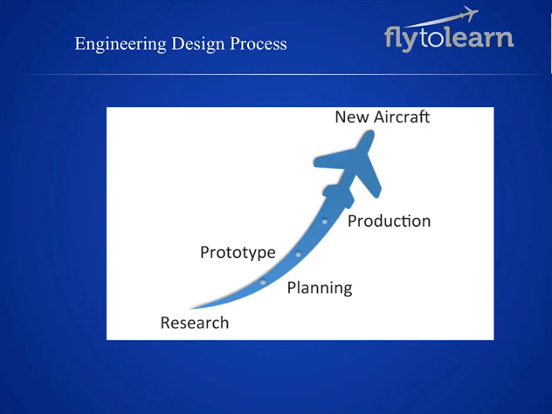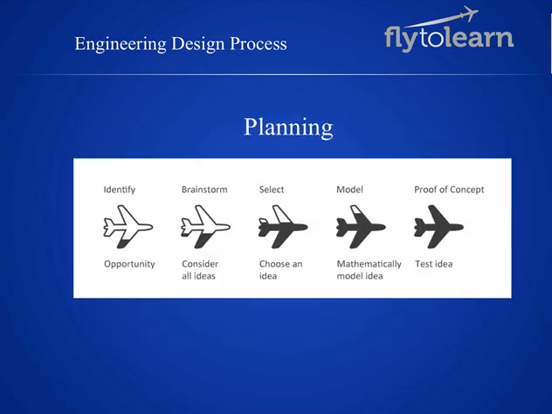Okay? This is the engineering design process. And what we talk to the kids about is your research, planning, prototype, production, new aircraft. I talk to kids about the difference between the scientific method and the engineering method. All right. In the planning method, research, we talked with the kids about research, and I'll get the lesson plan out here in a minute. We'll go through it, but you do research.